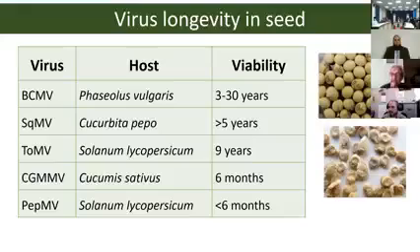And the other very important thing is, at least with some viruses, virus longevity in seed is very long. You can see here, for example, BCMV, squash mosaic, tomato mosaic, which is not very important at the moment, but we do have another tobamovirus now, CGMMV, a very important cucurbit virus, and pepino mosaic virus in the last 20 years. They stay in the seed for a long time.